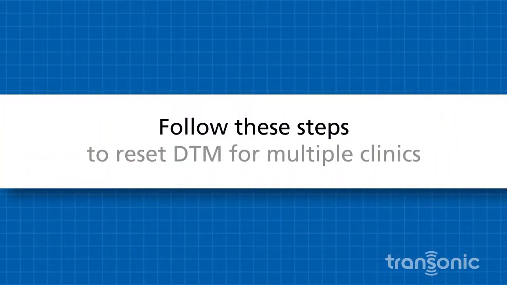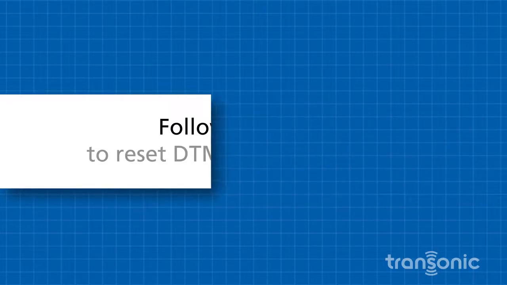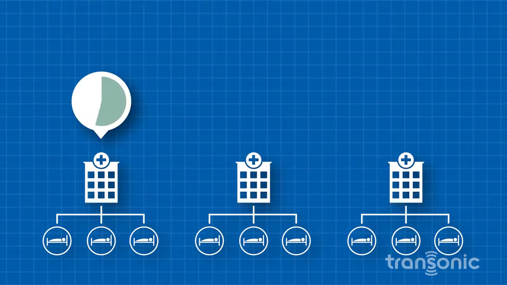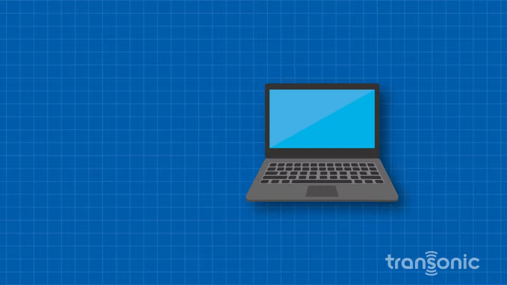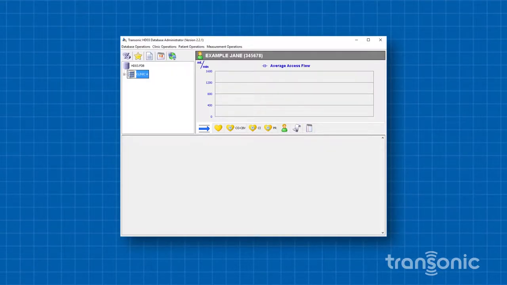Follow these steps to reset the DTM for use with multiple clinics. Complete all measurements at Clinic A. Synchronize the DTM to the HD03 administrator software to transfer the patient measurements. Once the transfer has been verified by a technician, select Database Operations.